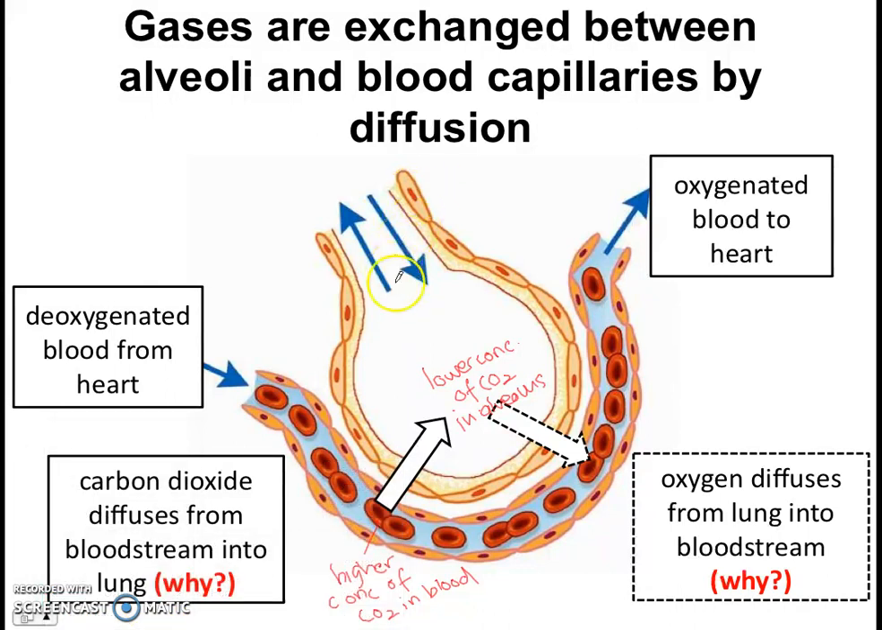In this case, there is a higher concentration of oxygen in the alveolus and a lower concentration of oxygen in the bloodstream, right? Because this is deoxygenated blood from the heart. So oxygen will move from the alveolus into the bloodstream by diffusion, and the blood becomes oxygenated as it leaves the alveolus to go back to the heart.